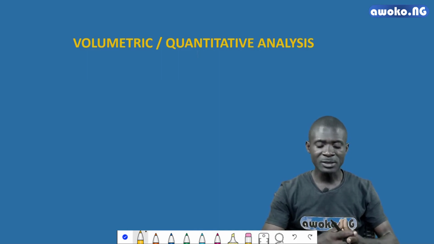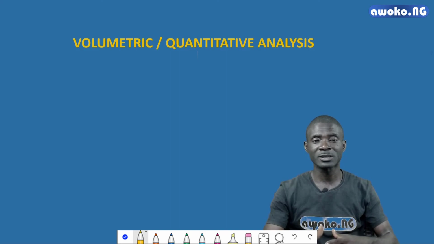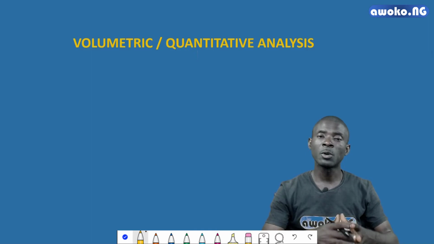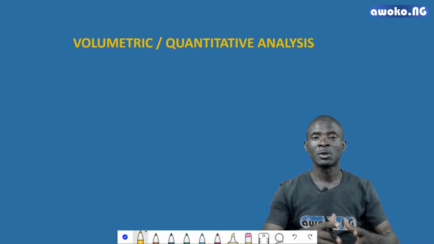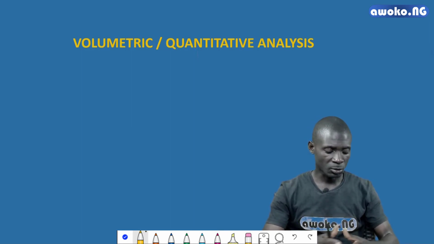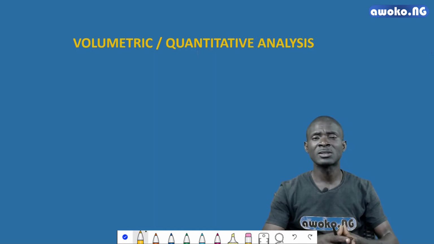Okay, so in volumetric analysis, we will simply be looking at the concentration of a solution when the concentration of another solution is given. Either we can be asked to find the concentration of the acid solution when the concentration of the base is given, or we will be asked to find the concentration of the base when the concentration of the acid is given. In some cases, you can be given the mass concentration or the molar concentration of one of the solutions. Then you will be asked to find the concentration of the other solution. So that is what we are going to be looking at in this topic.